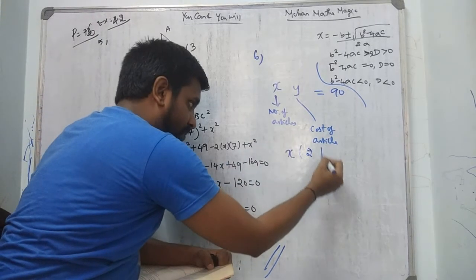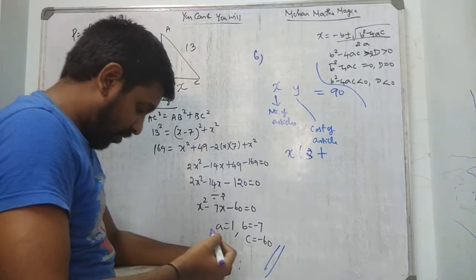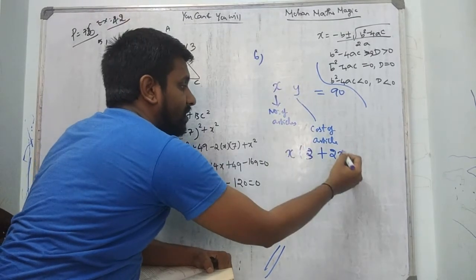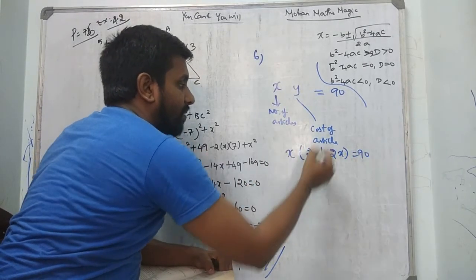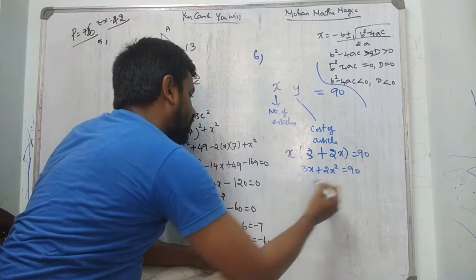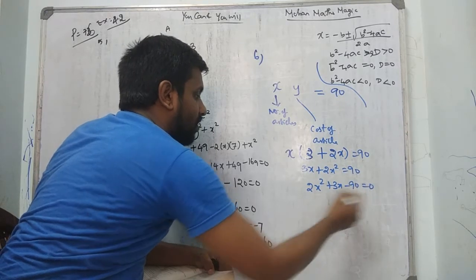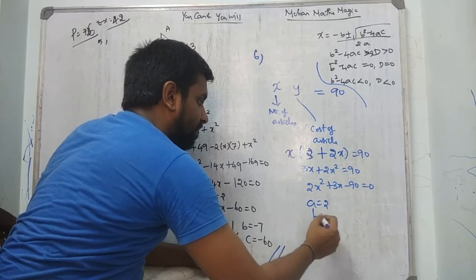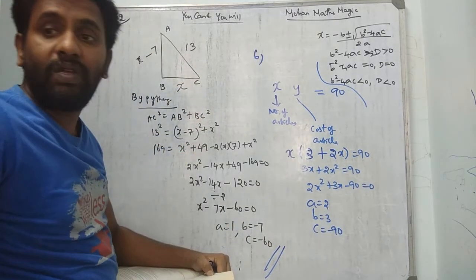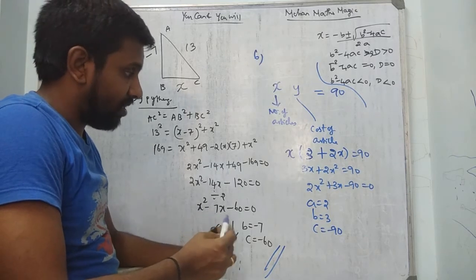3 more than, so plus. Twice the article, twice x, equal to 90. Normal multiplication: 3x plus 2x square equal to 90. So 2x square plus 3x minus 90 equal to 0. So A value is 2, B value is 3, C value is minus 90. We cannot reduce it. So let me also cross check the answer. So 2x square plus 3x minus 90.